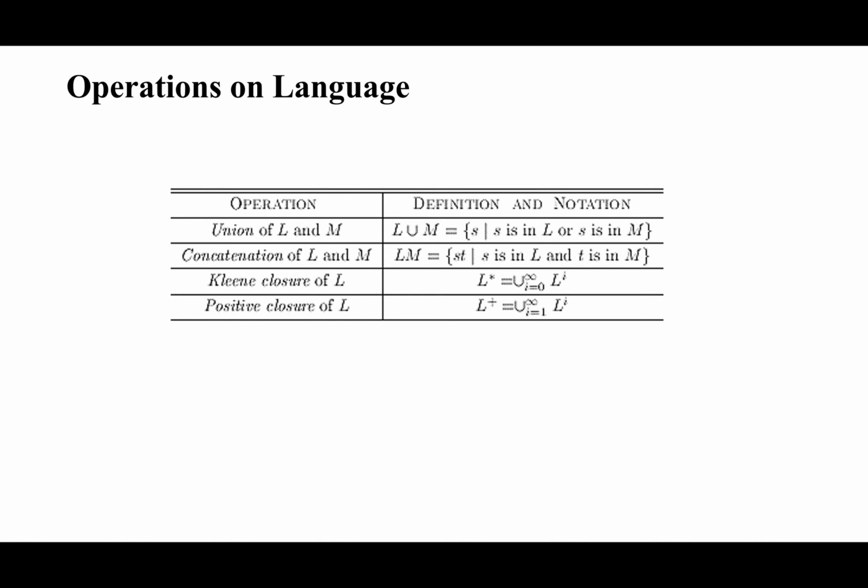Then Kleene closure of L, that is L star. It contains the empty string and the other strings. Then positive closure, that is L plus, equal to the union of L to the i, for i equal to 1 to infinity. So it doesn't contain the empty string.